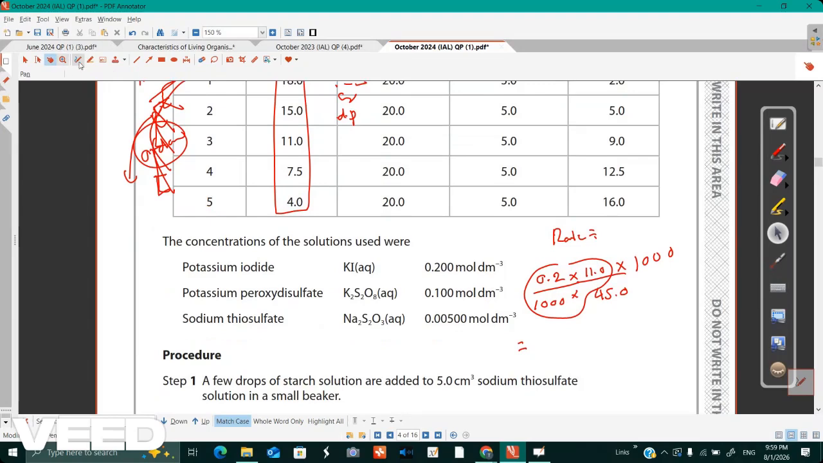So now you can sort it out in many ways. This is my way of doing it. Actually it's easy, right? 1000 to 1000 getting cancelled off. Finally, 0.2 times 11.0 divided by 45.